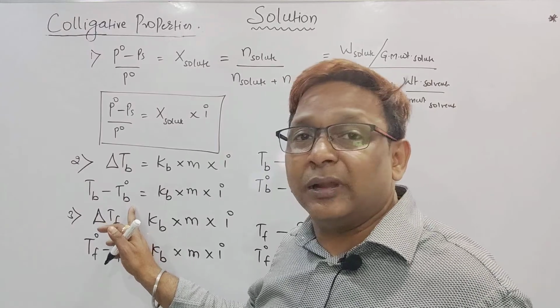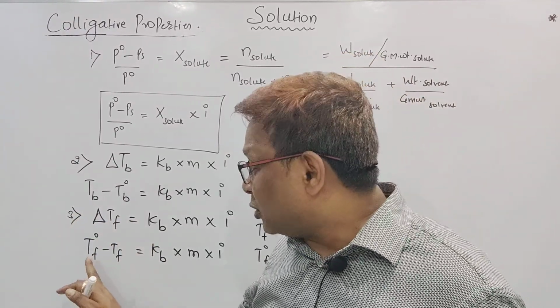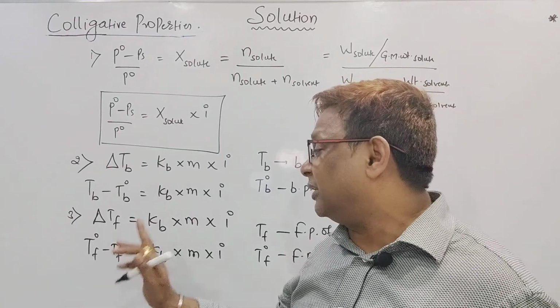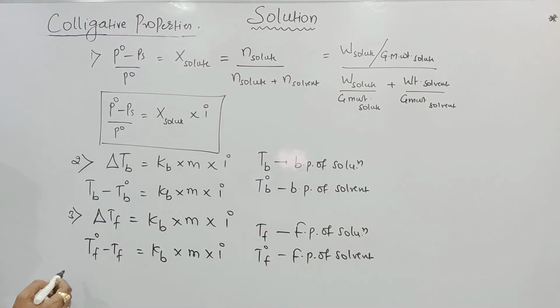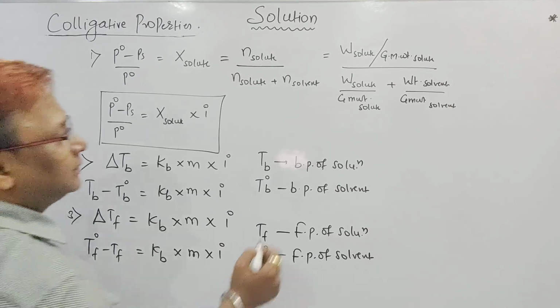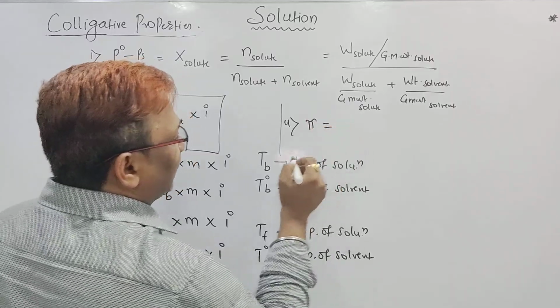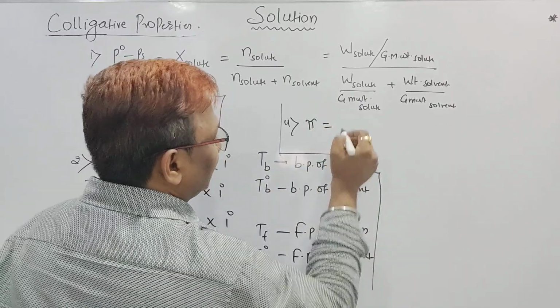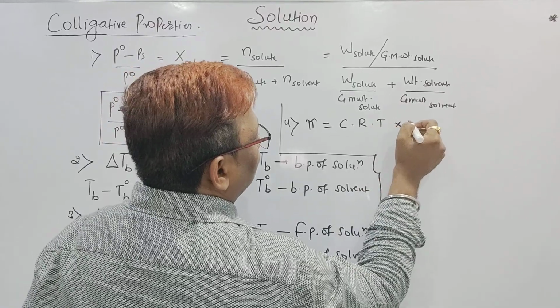Solvent value will be smaller, solution value will be larger. But in freezing point, beta, our solvent value will be larger and solution value will be smaller, into i. And the last one that we did, beta, that is the fourth one, called osmotic pressure. Pi is equal to concentration into R into T into i.